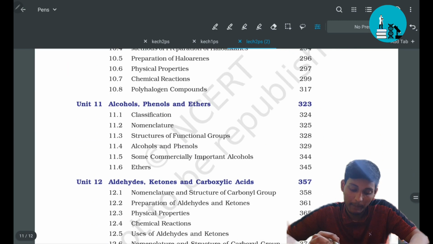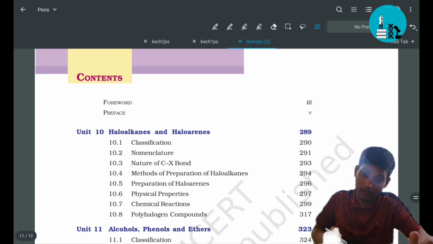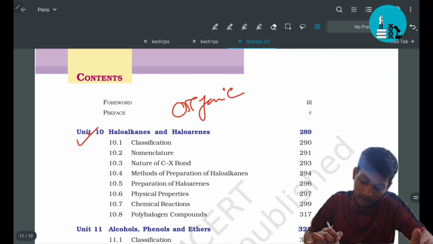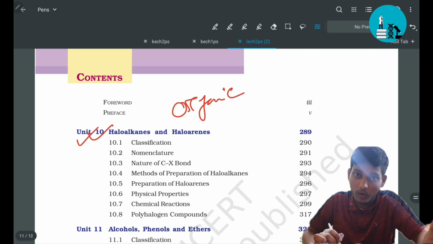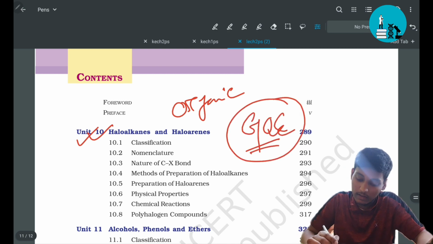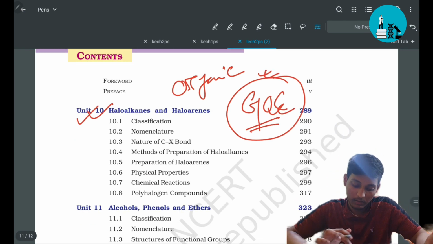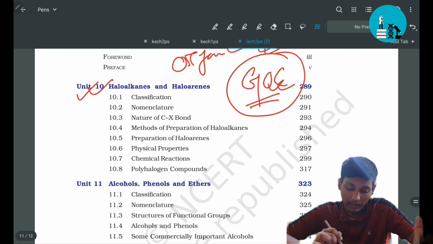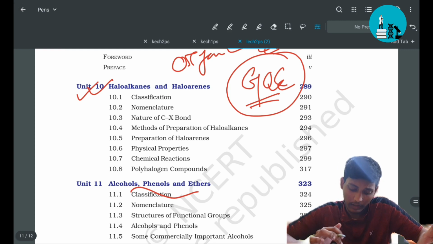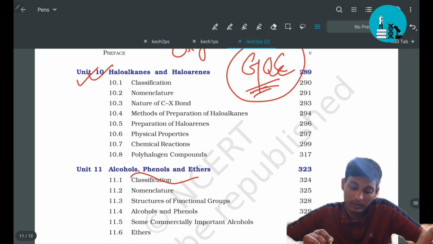And next, the chapter left for our discussion is the organic part, haloalkane and haloarene. This is an easy chapter if you cover GOC. I repeatedly say that GOC is very important. Please cover GOC, then it will be very easy, because all the mechanisms are in GOC. And in haloalkane, haloarene, alcohol, phenol, ether, there are some special reactions which you have to learn from the book only. So GOC is the most important.